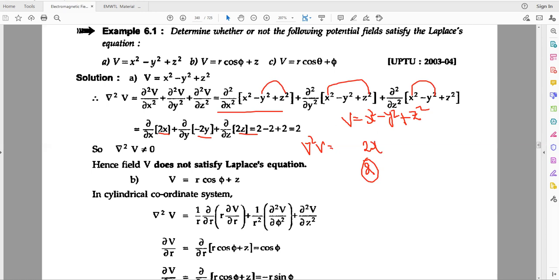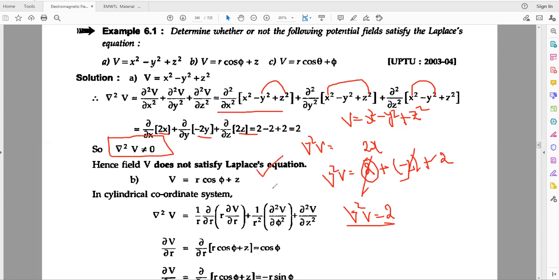Again, with respect to x, we can apply ∂/∂x, which is 2. ∇²V is equal to, for the first term, 2. Second term is minus 2. And third term is 2. So the 2s get cancelled, ∇²V is equal to 2. So it is not equal to 0. Hence, V does not satisfy the Laplace equation.